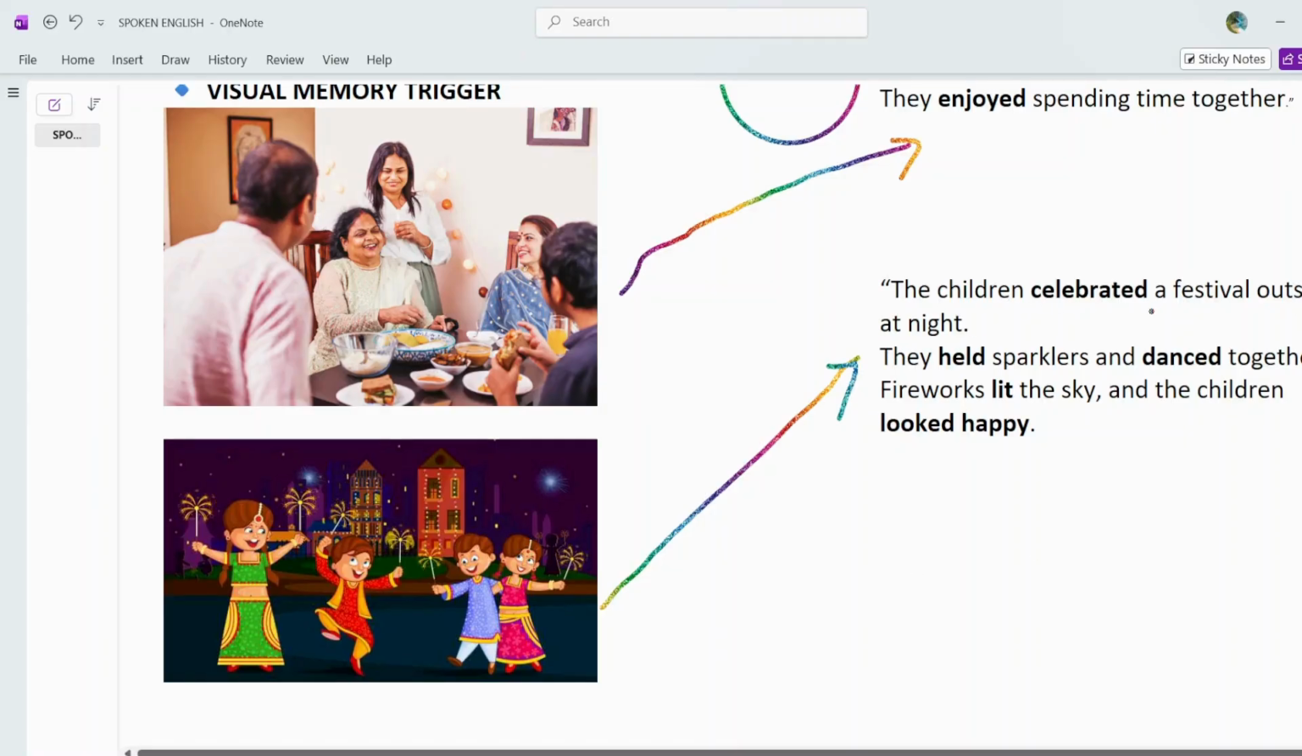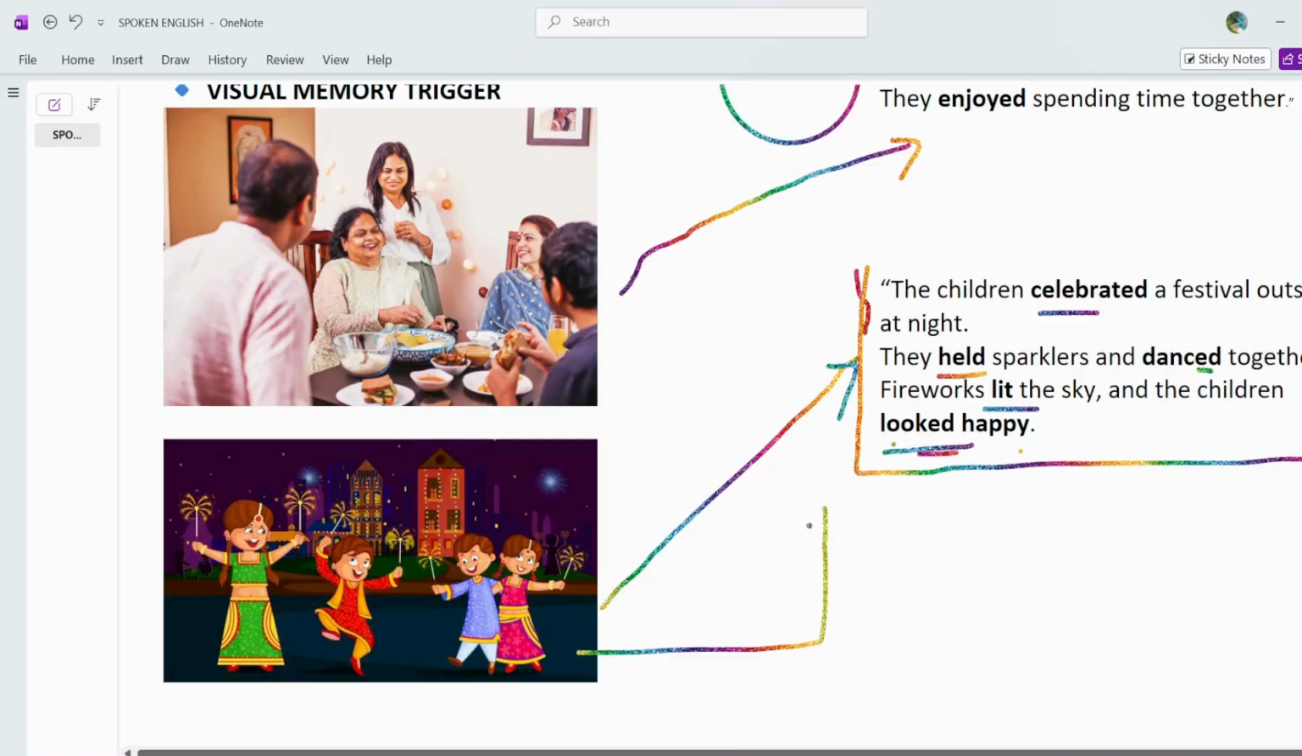The children celebrated a festival outside. They held, past tense of hold, sparklers, and danced together, danced, ed form again, past. Fireworks lit the sky, and children looked happy. Looked also is the past tense of look. So basically this is an explanation of this picture. We are describing this particular festival in past tense that has already happened.